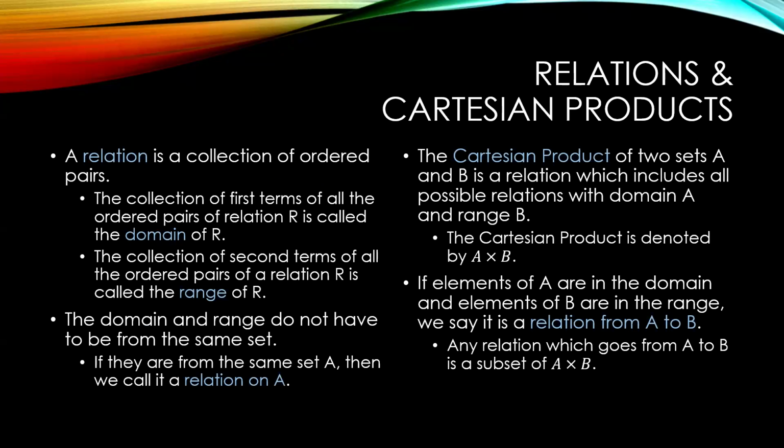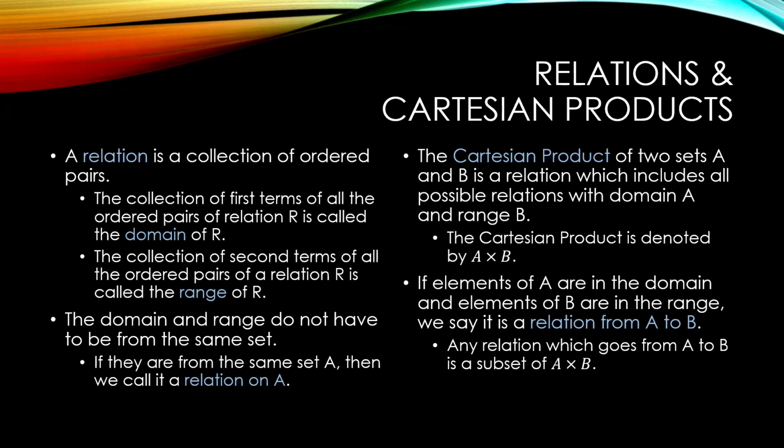And so a relation is a collection of ordered pairs. That's how we defined it in algebra. The collection of first terms of all the ordered pairs is called the domain. And the collection of second terms of all the ordered pairs of a relation is called the range. The domain and range do not have to be from the same set. If they are from the same set A, then we call it a relation on A.